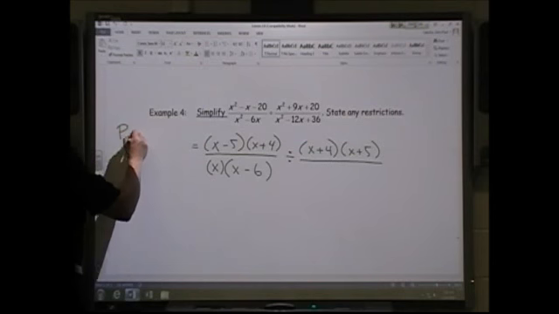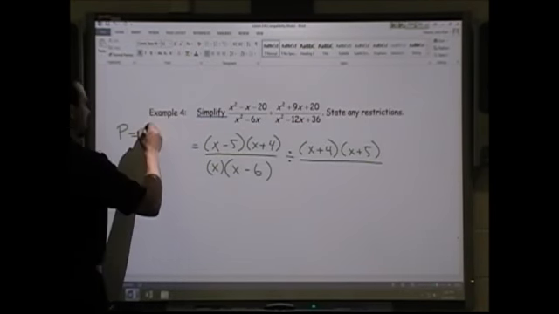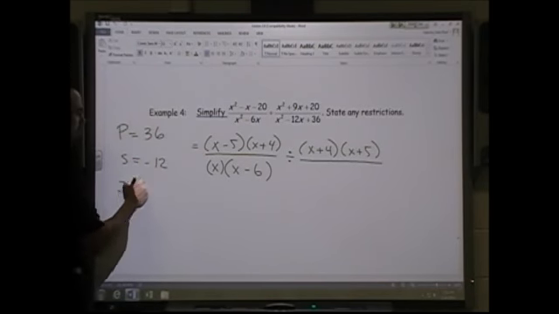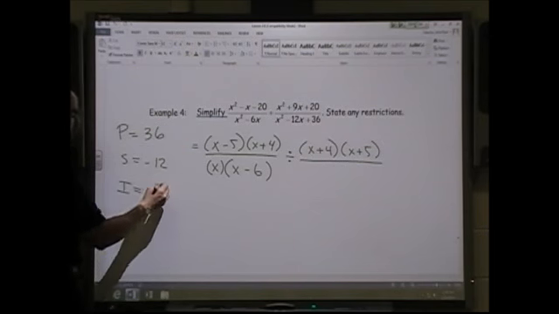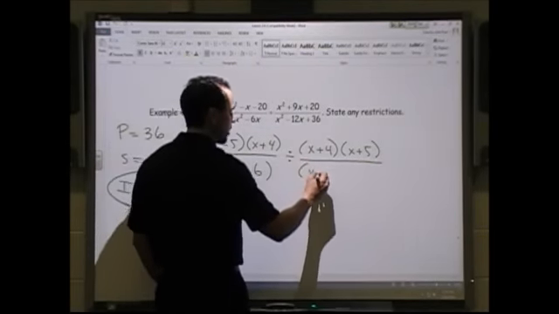So the next one, the bottom one, says x squared minus 12x plus 36. The product is 36 and the sum is negative 12. So the two integers that multiply to 36 and add to negative 12 are negative 6 and negative 6. So that actually was a perfect square trinomial.